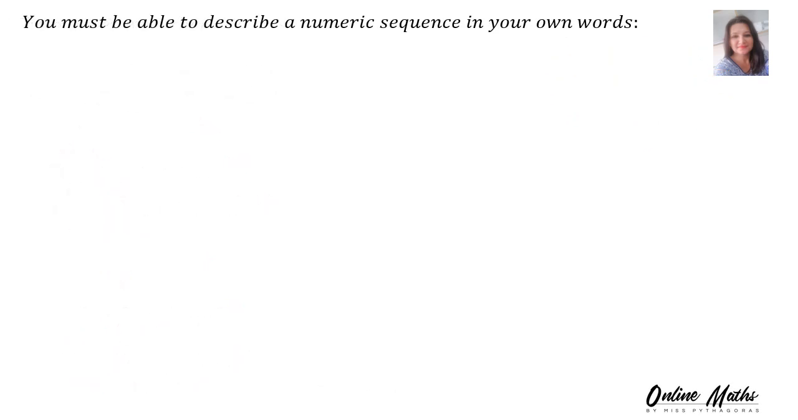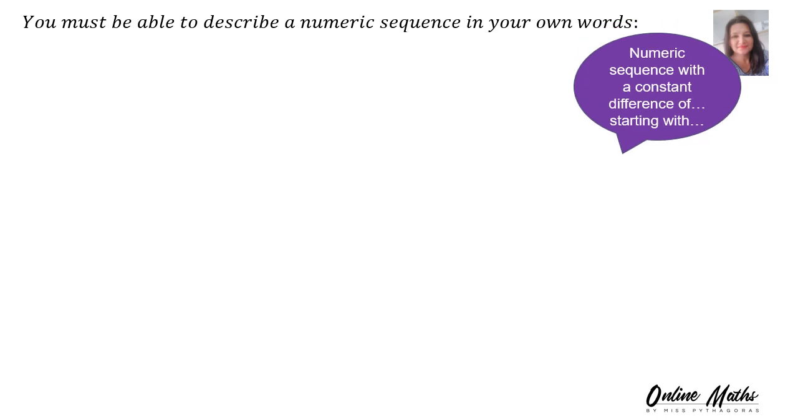You must be able to describe a numeric sequence or linear sequence in your own words. Now here in the speech bubble, this is the sentence that you can use. You can say it is a numeric sequence or linear sequence with a constant difference of, and then you give me the number, starting with, and you give me the number.